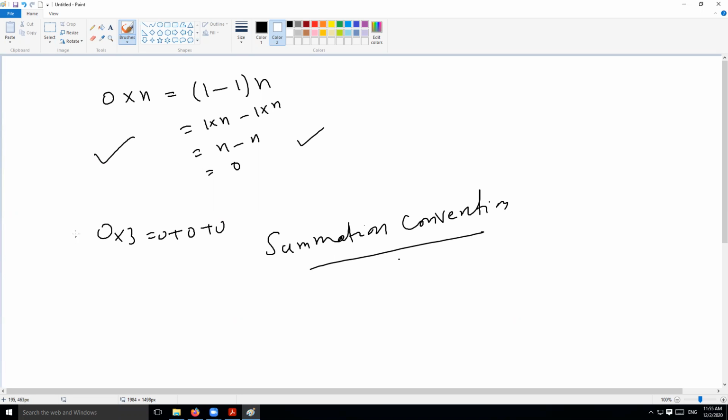Can someone tell me why this is a general proof? Can someone tell me why this proof is a general proof?